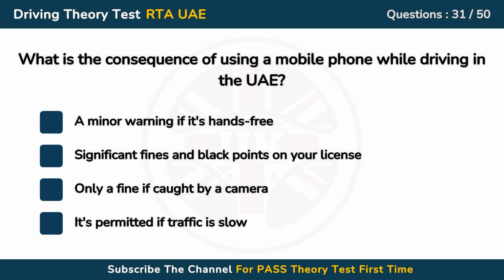A, a minor warning if it's hands-free. B, significant fines and black points on your license. C, only a fine if caught by a camera. D, it's permitted if traffic is slow.